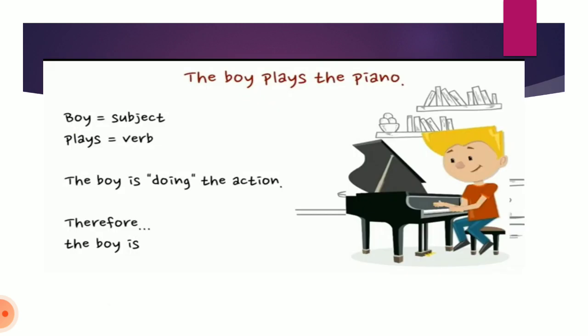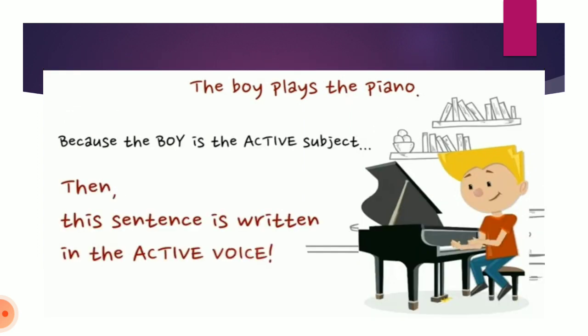Next example: the boy plays piano. Here the boy is the subject, plays is the verb. The boy is doing the action. So we can easily say that this sentence is in the active voice form.